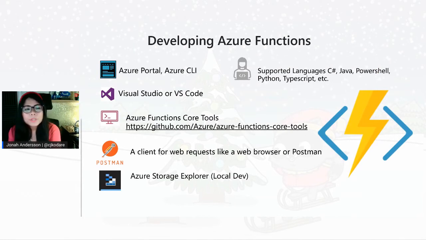Developing Azure Functions. When you're developing Azure Functions, you can do it in the Azure portal, Cloud Shell, or Azure CLI, with the supported language that you like to code in. As for developing locally, you can use Visual Studio or VS Code. If you want to work with it locally, you would need to install the latest version of Azure Functions Core Tools, and if working with HTTP requests or web requests, it's good to have Postman. And also Azure Storage Explorer for local dev. It's also in the Azure portal, but locally you can download it to check on the logs or web jobs that are going on behind your orchestration or your instances.